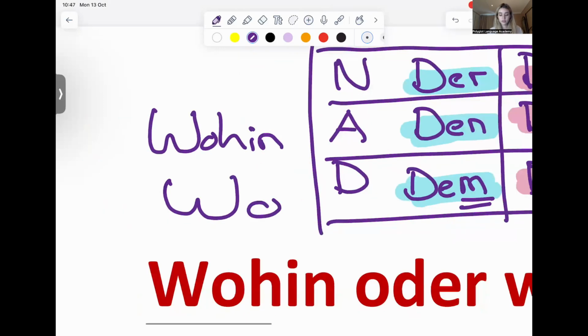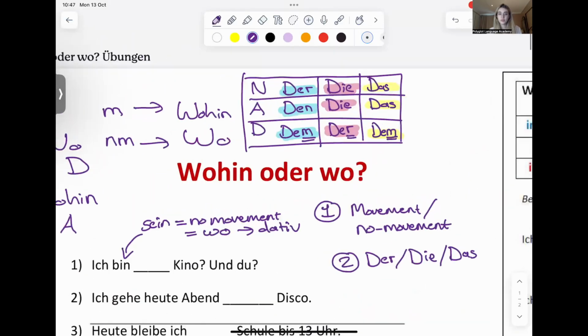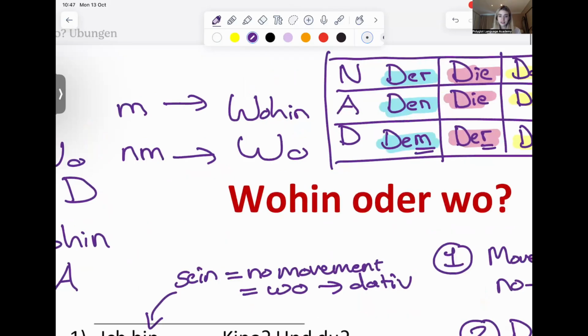So if there's movement, we're looking at this one: movement, wohin, Akkusativ. If there's no movement, then we're looking at wo, Dativ. So quickly pause and just write this down. M for movement, no movement for Dativ. So movement, no movement, you're somewhere. Okay, so let's just say this again. Wohin is Akkusativ, which implies there's some sort of movement going on in the sentence. And then wo is dative, which means there's no movement, you're somewhere, right?